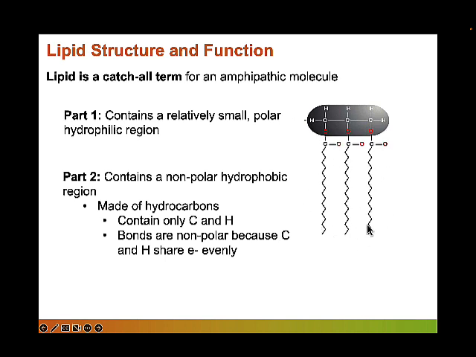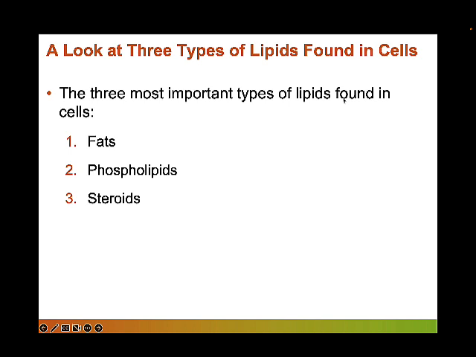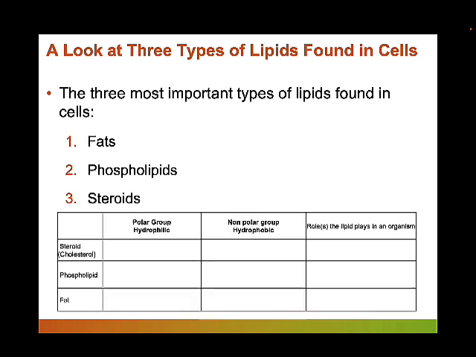Okay, so here's a lipid, and we're going to talk about the different classes. But importantly, lipids do not form a polymer, right? So unlike the other macromolecules we talked about, lipids are a little bit different. So we're going to focus on the 3 most important types of lipids found in cells. These are fats, phospholipids, and steroids.